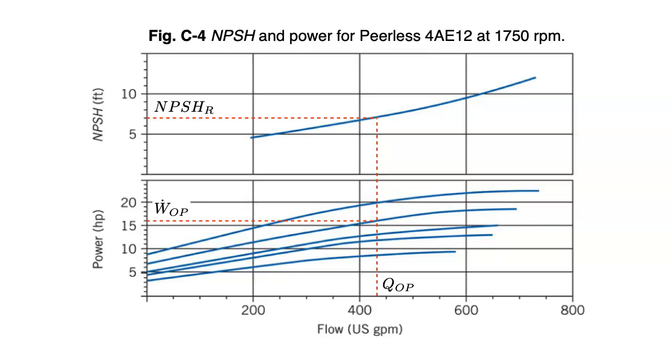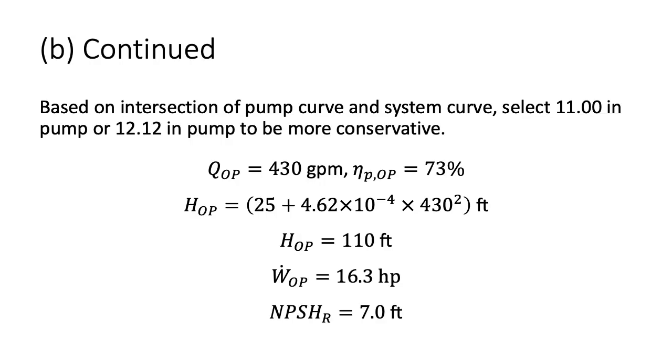Next, we look at the additional performance curves for the Peerless 4AE12 pump family. At our operating flow rate of 430 gallons per minute, we get that the net positive suction head required is 7 feet and the operating power is 16.3 horsepower. Finally, a summary of the operating conditions for our selected 11-inch diameter pump is given. Note that the operating head is shown being calculated using the system curve. Of course, this value should be the same as the one that can be read using the intersection for the pump curve.